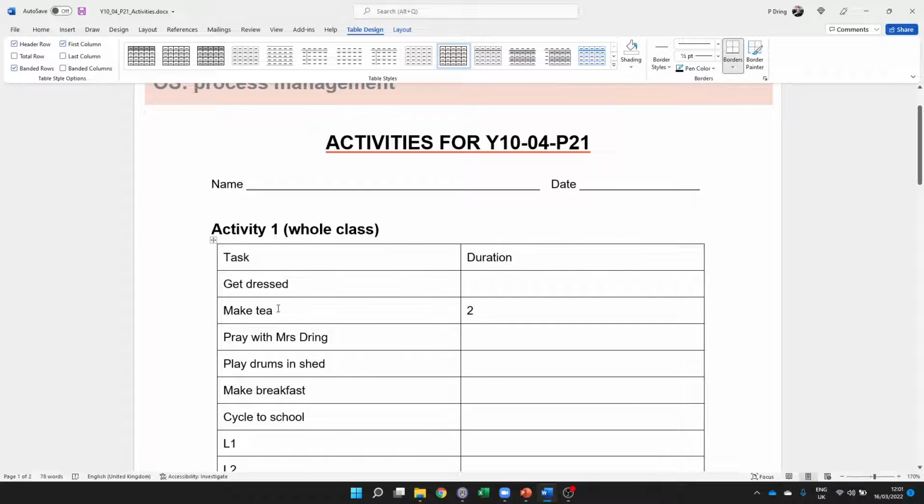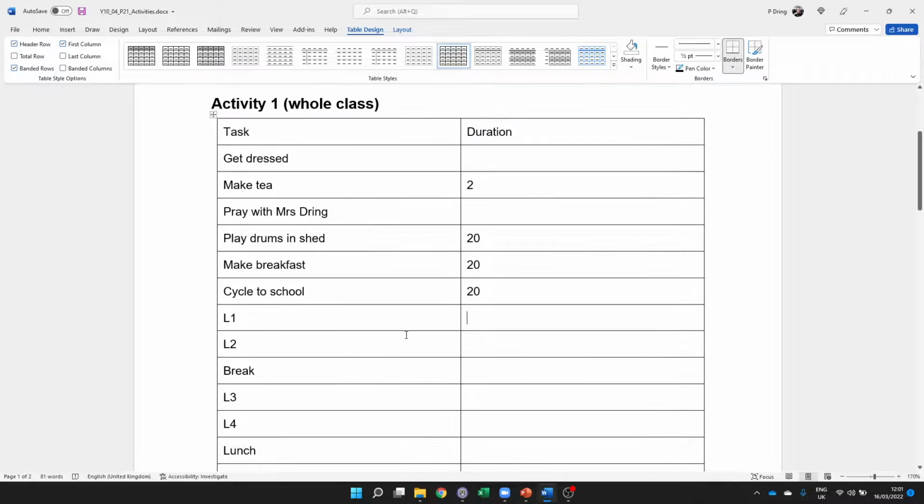Bear in mind, I've got fully tea here, but I'm only half dressed. Probably not a nice mental image for you. Playing drums normally takes me 20 minutes, but I'm only going to have 10 minutes because it's a round robin. Then I can only make half of the breakfast because I'm only going to allocate 10 minutes in my round robin scheduling algorithm. Oh dear, I can only cycle halfway to school. That's a bit of a problem. So at that point, I'm going to do the first 10 minutes of lesson 1, followed by the first 10 minutes of lesson 2. But I do get the first 10 minutes of break time. Do you get the idea?